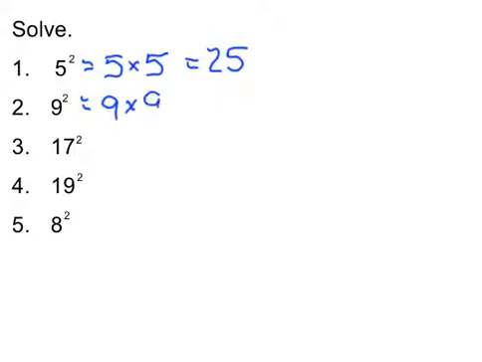So we're going to try to solve these. The first one is, what's the answer to 5 squared? Now remember, that means 5 times 5. Your answer, 25. Number 2, 9 squared. Remember, that means 9 times 9. What is your answer? And then I'm going to have you solve the other 3 questions.